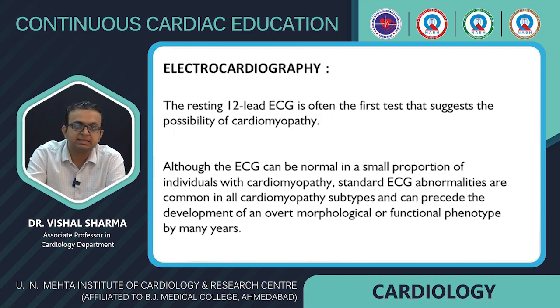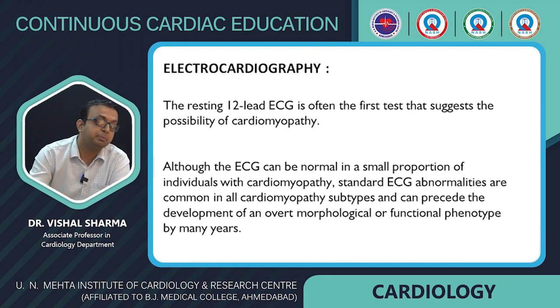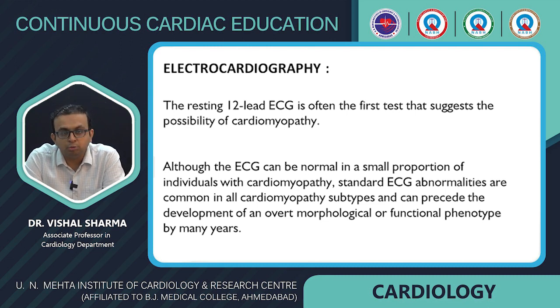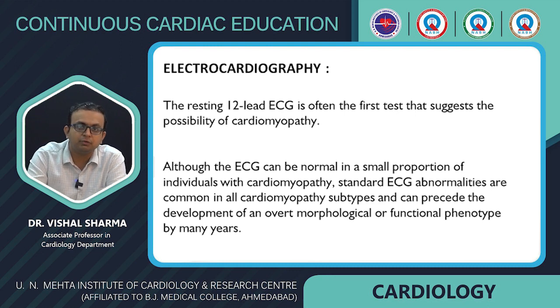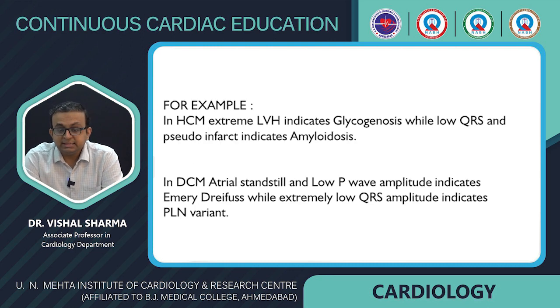ECG is one of the simplest tests. A 12-lead ECG is in fact the first test, in most patients, that would point towards a diagnosis of cardiomyopathy. Although in some groups of patients the ECG might be normal, ECG abnormalities are mostly present in all cardiomyopathy subtypes, and in fact ECG abnormality might precede the development of an overt morphological or functional phenotype of cardiomyopathy by many years. So let us see how simple ECG findings might lead to a specific diagnosis of cardiomyopathy.